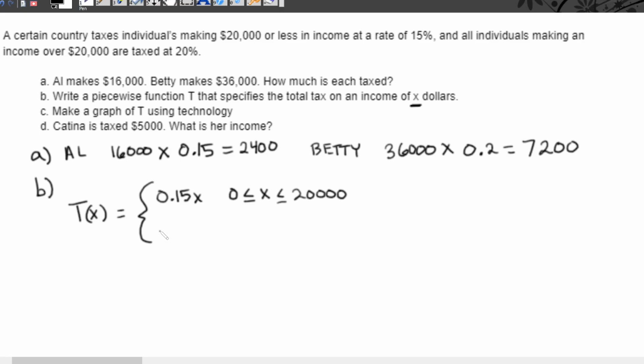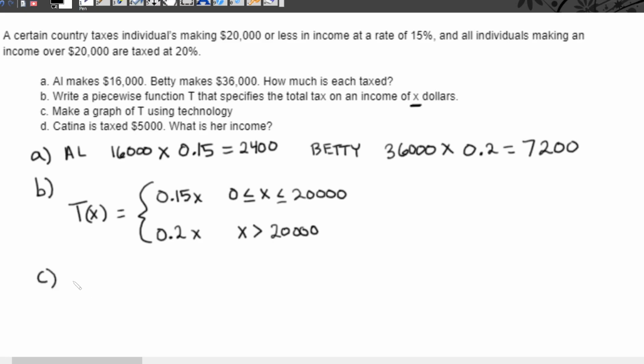Okay? And then we have the other group who are making more than 20,000. They're going to be taxed at a rate of 20% for their income X. Okay, so that would be whenever their income, or X, is greater than 20,000. All right, and there we have a piecewise function that specifies the total tax on income.